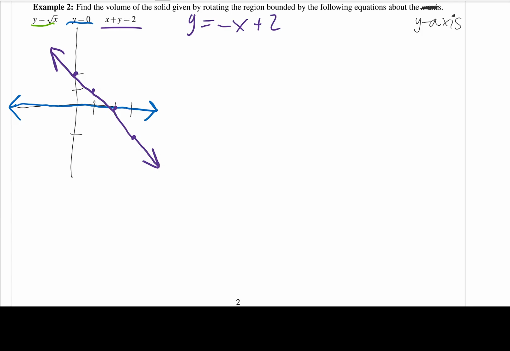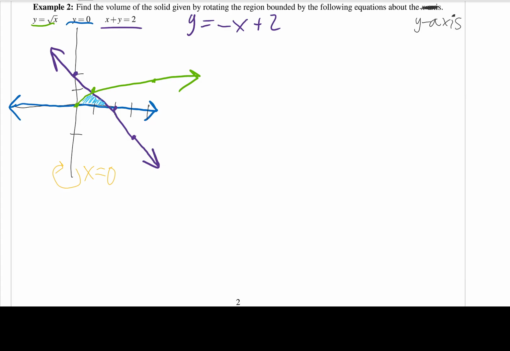All right. And now we need to look at y equals square root of x. So it's going to look something... Oh, that's nice. We're already going to get a nice point there. If I want to finish this out, then it looks something like this. All right, so we're looking at this region right here. And we're going to be rotating about the y-axis. So this is x equals 0.